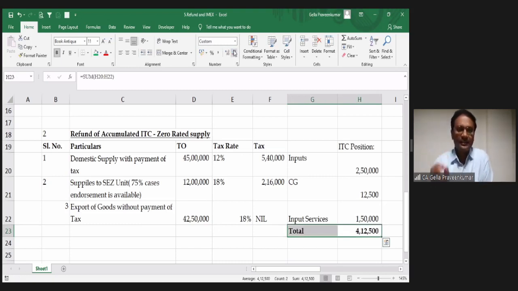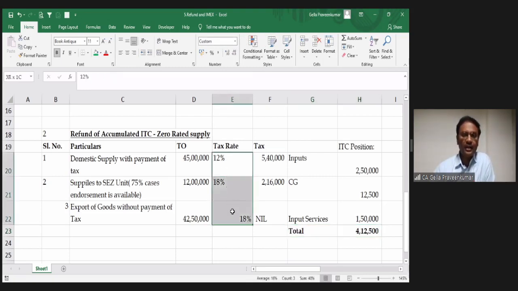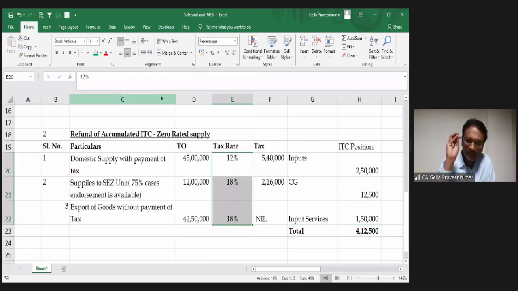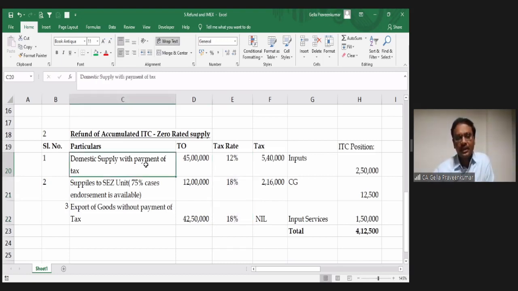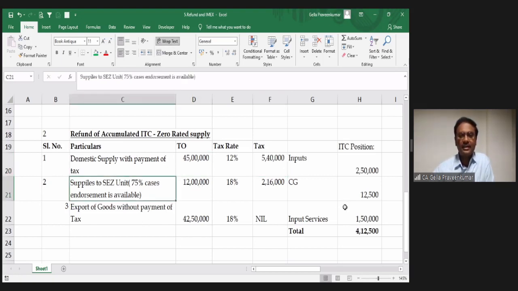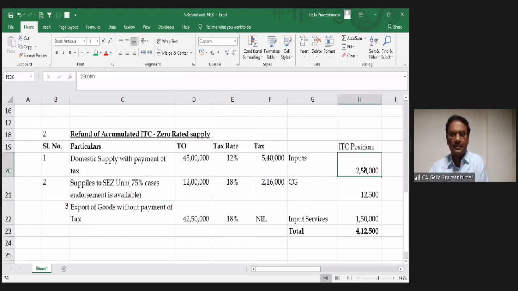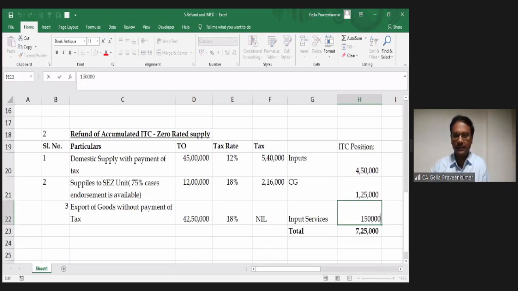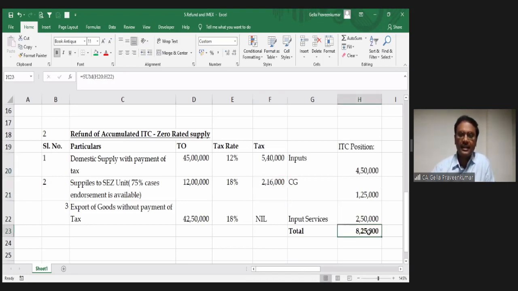Now, please understand carefully. Please apply your logic. I wouldn't say common sense, apply your logic. Nothing is rocket science here. If you apply your presence of mind, things are very clear. When I'm doing a domestic supply, 45 lakhs is my value on which this is the tax paid. Supplies to SEZ: let me make my output tax and input tax a little higher so that it's easy to correlate. This one I'll make 1,25,000 and this I'll make 2,50,000. Now my output tax is 7,56,000 and input tax is 8,25,000.